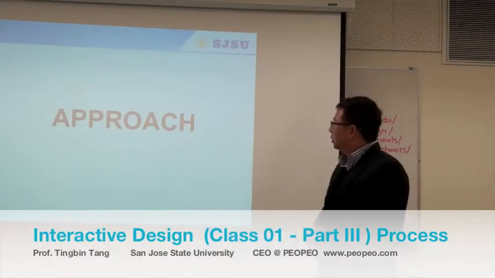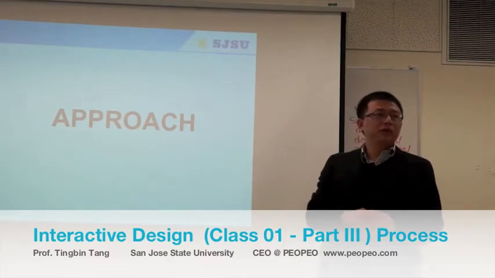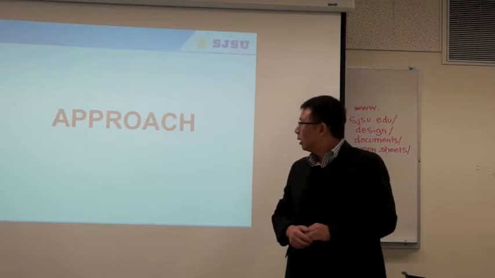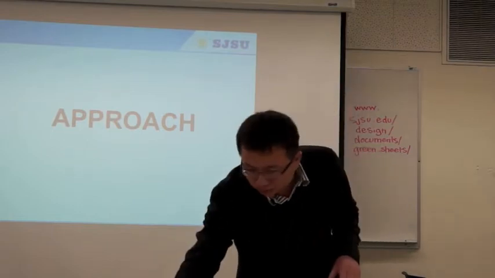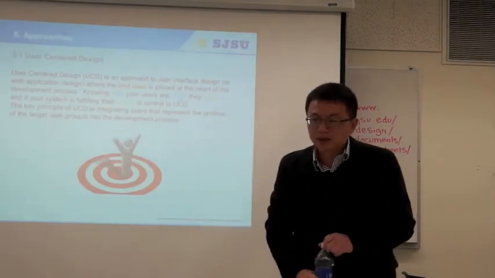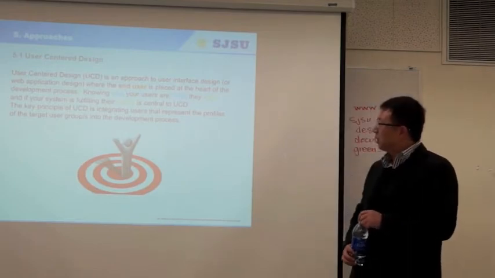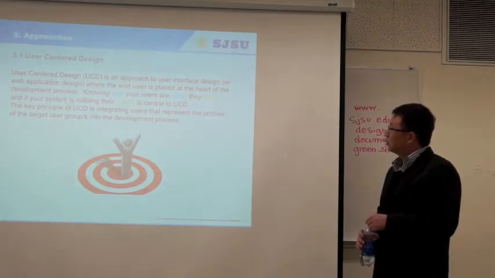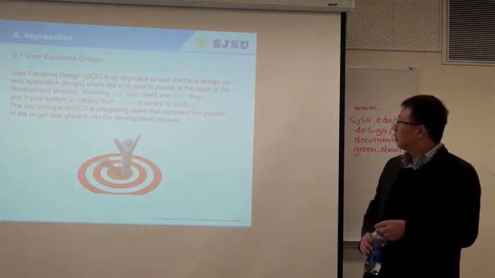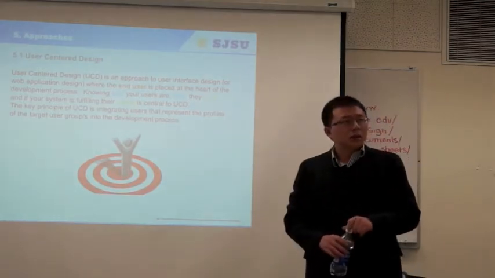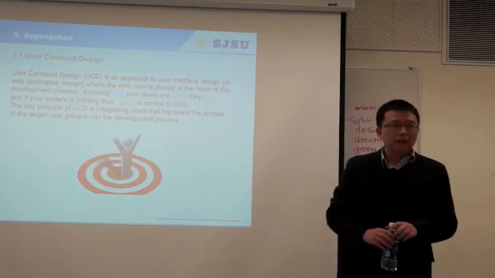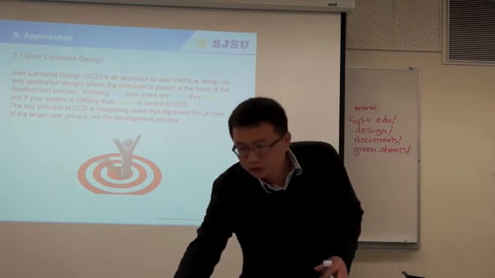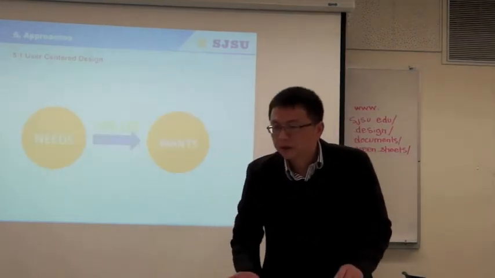As for approaches for interaction design, if you read the book on the syllabus, there are 4 approaches. I don't exactly agree, but I just put it here. Of course, one is user-centered. We got to know who your users are, what they do, what they want, what they need. But one thing I think you guys shouldn't confuse is the difference between needs and wants, right?